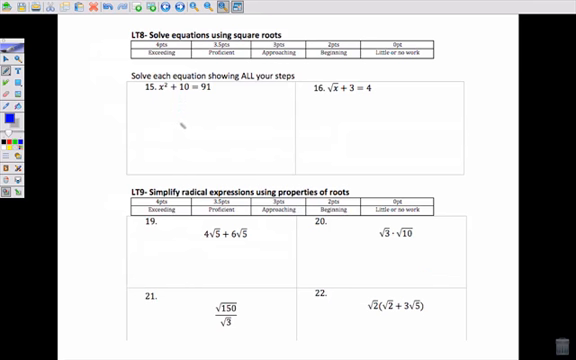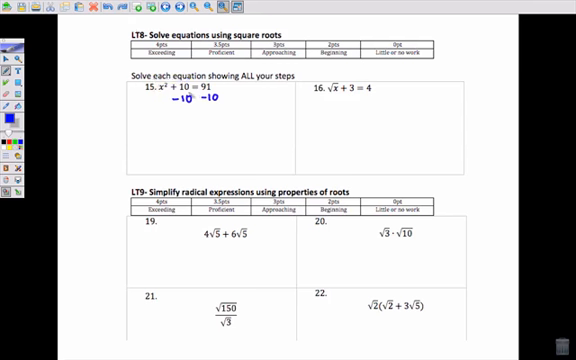Learning target 8: solving equations with square roots. Number 15, the first one here, the first thing I would do is subtract 10 from both sides. You do not want to square root this first because you'll end up having to square root the entire side, including the 10, and that's not really something that we know how to do yet.